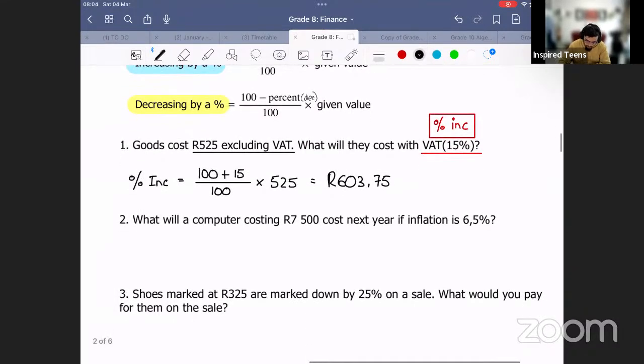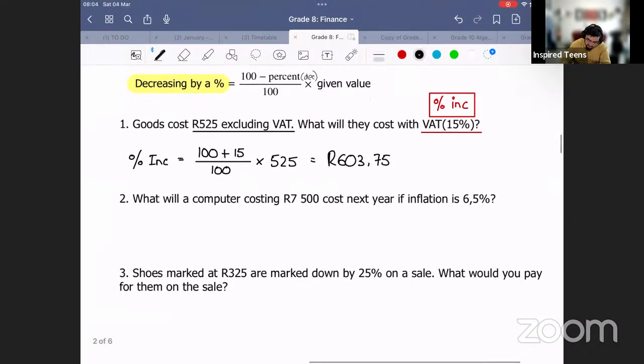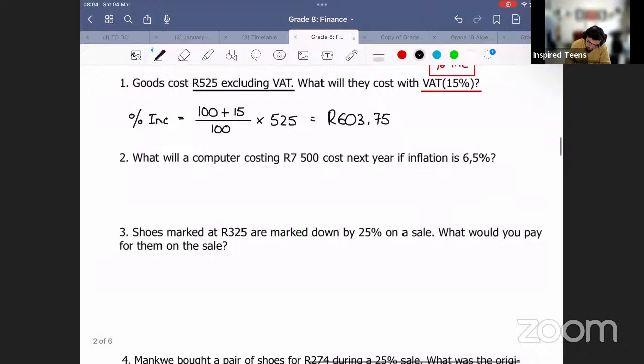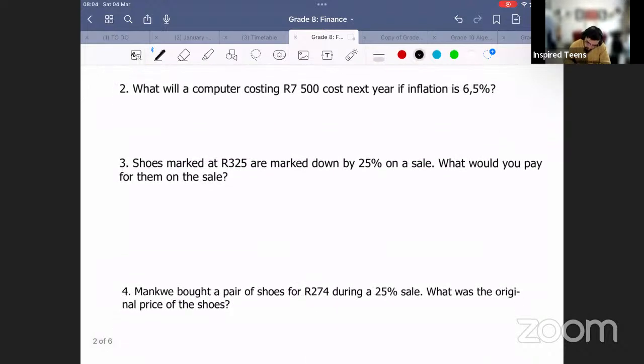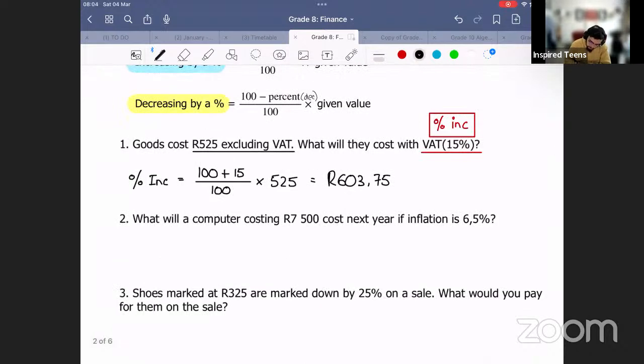Number 2: what will a computer costing 7,500 Rand cost next year if inflation is 6.5%? Someone tell me, will inflation be a percentage increase or a percentage decrease?